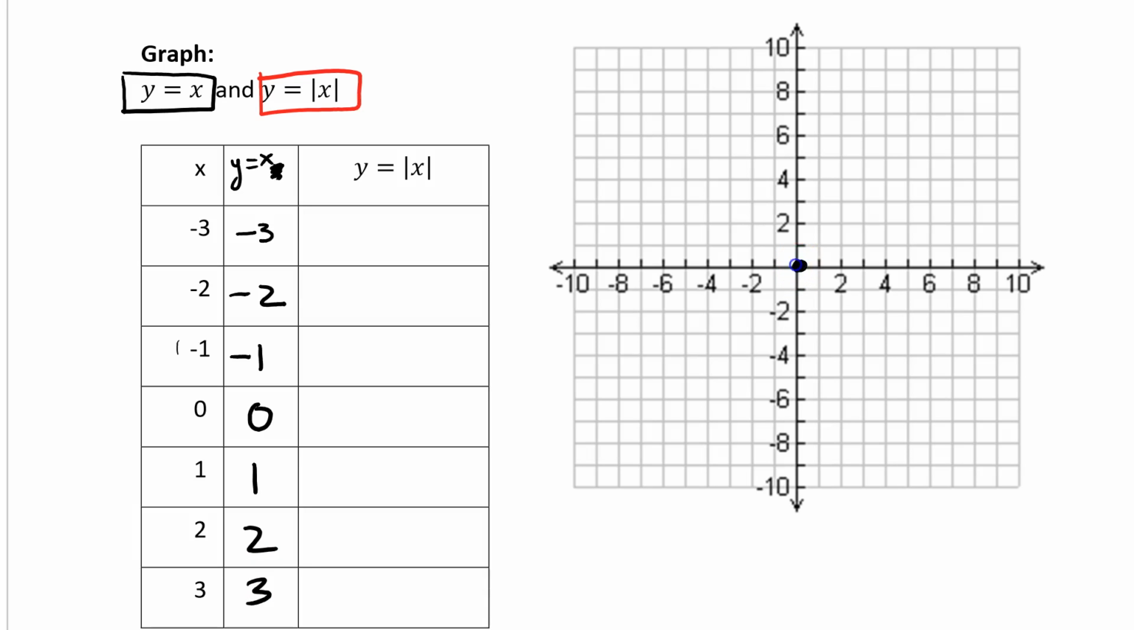I have 0, 0. I have 1, 1, I have 2, 2, I have 3, 3, and I would have 4, 4, 5, 5, 6, 6, and then the opposite too. Negative 1, negative 1, negative 2, negative 2, negative 3, negative 3, negative 4, negative 4, though that is extrapolating just a wee bit. So I'm just going to draw this line.